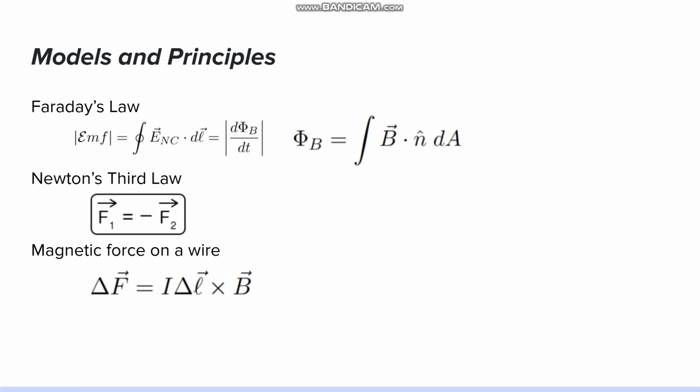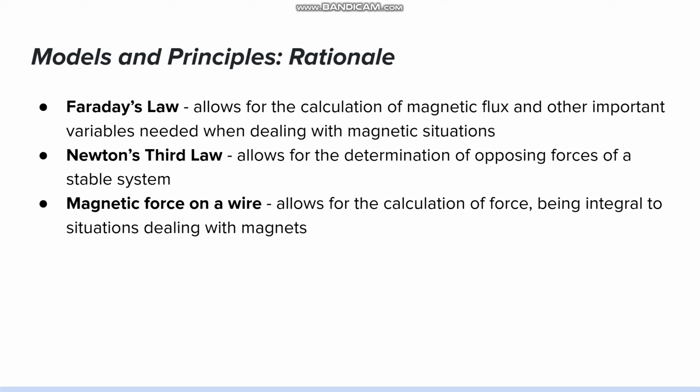Models and principles. As can be seen here are the models and principles used throughout this lab, being Faraday's law, Newton's third law, and the magnetic force on a wire equation. Rationale. Faraday's law was used since it allows for the calculation of magnetic flux and other important variables needed when dealing with magnetic situations. Newton's third law was used since it allows for the determination of opposing forces of a stable system, and the magnetic force on a wire equation was used since it allows for the calculation of force, being integral to situations dealing with magnets.